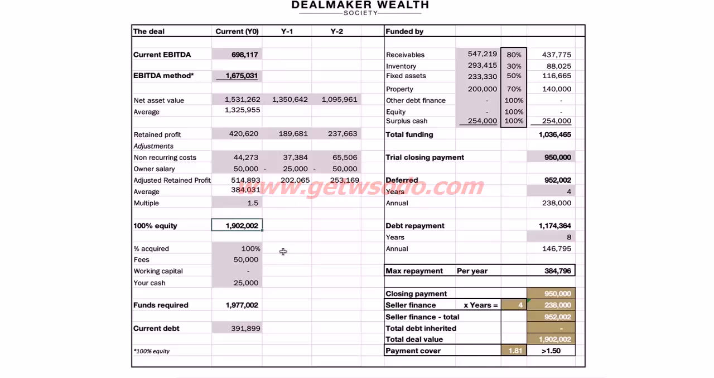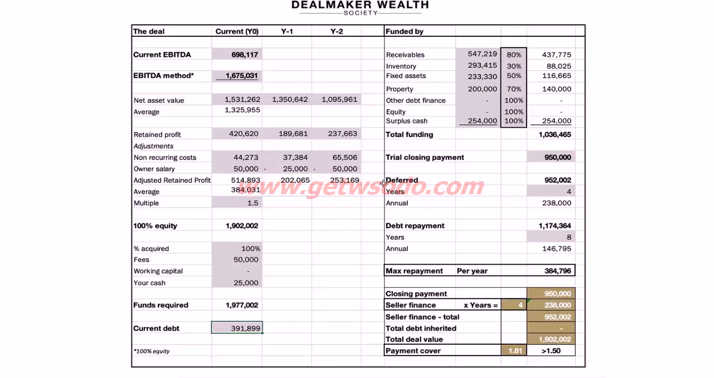And here again, we're buying 100% of this business. We've got $50,000 in fees. We've got the $25,000 cash for ourselves. So we need some extra funding, almost $2 million of funds. We're inheriting about $392,000 of debt because, again, we're buying the balance sheet, so it's already baked into the valuation.